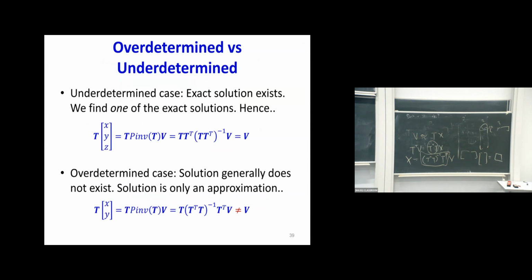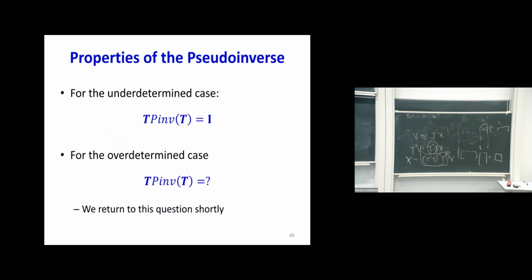So if I go back and then apply the transform again, I'm not going to come back to the same point. I'm going to come back to the point on the plane which was closest. So in this case, T times pseudo inverse of T times V is not going to be the original one. Okay. So again, T times pseudo inverse of T is not the identity matrix. So for the underdetermined, T times Pn is I. For the overdetermined, T times Pn is not I. Let's see what it is.